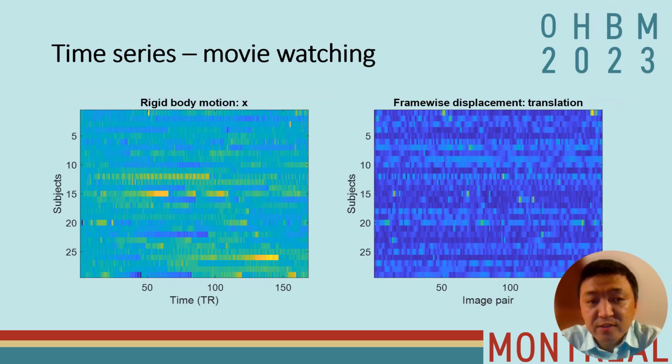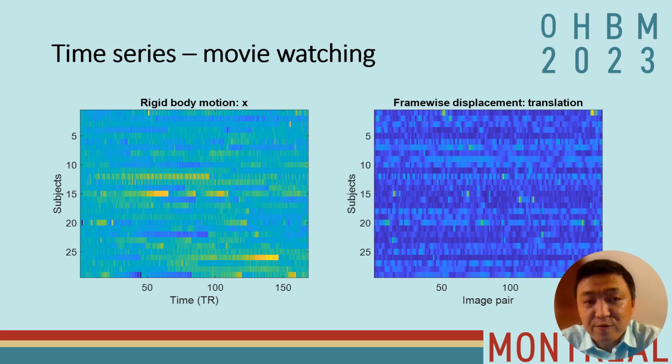For a movie watching dataset, we are more interested in whether these head motion parameters are consistent across different subjects. So we can plot these head movement parameters or frame-wise displacement across different subjects. So we have two dimensions: one is time, another is subjects. By doing this plot, we can verify whether these head position parameters or head movement parameters are consistent across subjects. In this case, we see that there's not much correlation or similarity across different subjects.